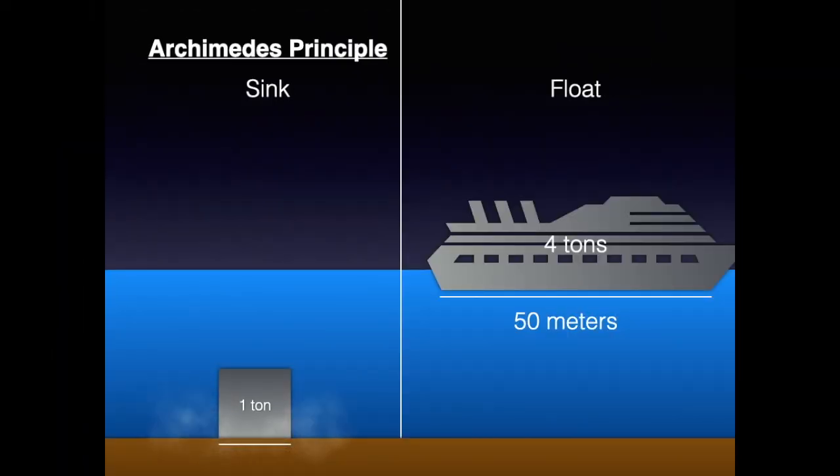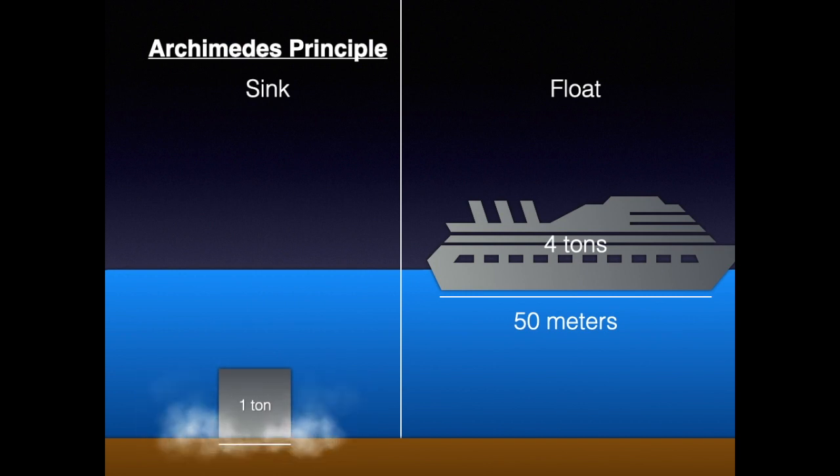According to Archimedes' principle, buoyant force is equal to the weight of the fluid an object displaces. Let's see an example of a 1 ton iron block and a 4-ton iron boat. It might be possible that the water displaced by the 1 ton iron block is less than its weight. In that case, it's going to sink because the buoyant force is less than the weight of the iron block.